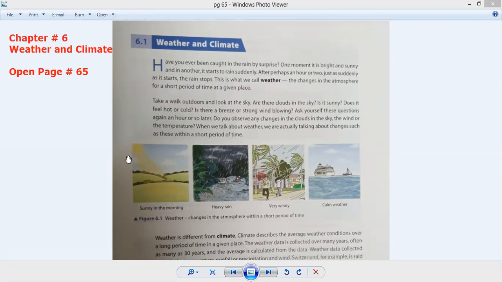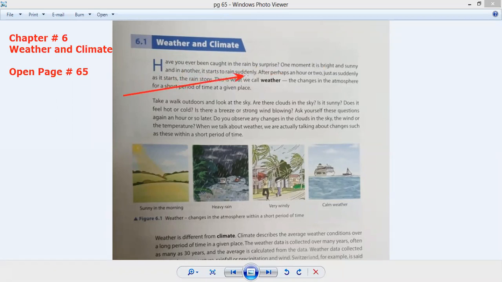Okay. So in the page number 65, the first line of the page is saying weather and climate. So have you ever been caught in the rain by surprise? One moment it is bright and sunny, and another it starts to rain suddenly.